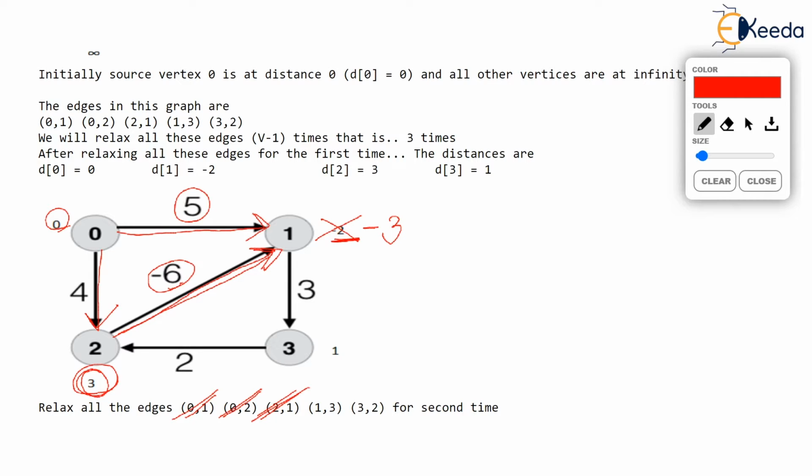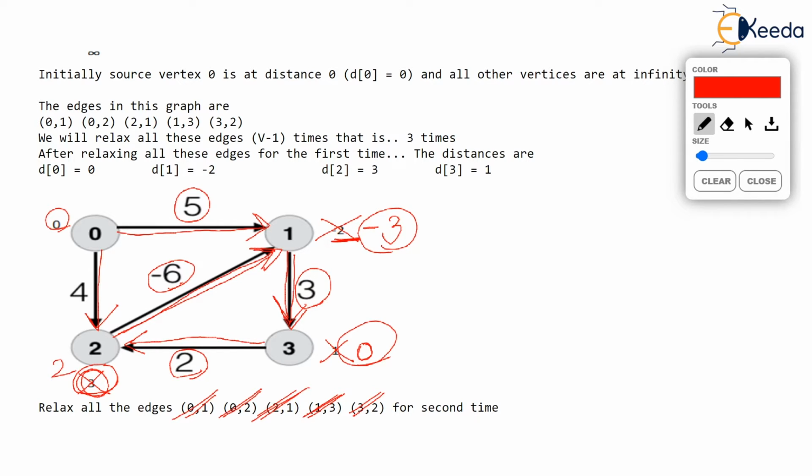Let's take the next edge 1, 3. Now 1, 3 is again interesting, you watch. This edge 1, 3 will be relaxed by using minus 3 plus 3, isn't it? Which is 0. And the third vertex right now has 1. So it gets updated to the lesser distance 0. Finally 3, 2. This edge which I am marking 3, 2 will be 0 plus 2, which is 2. But vertex 2 is right now at a larger distance 3. So it gets updated to 2.